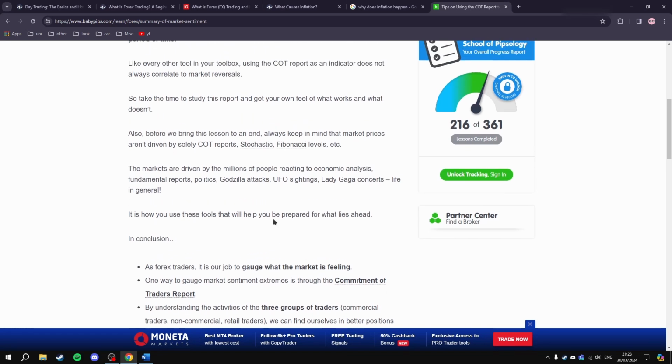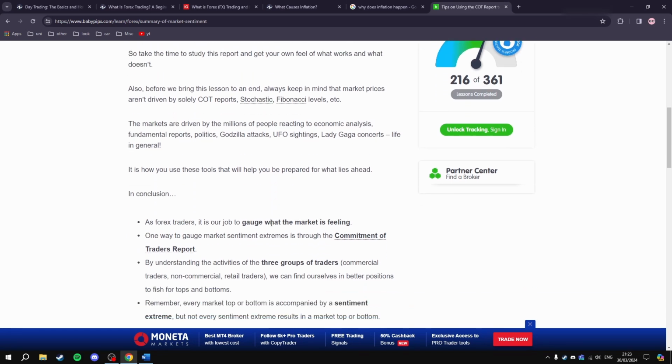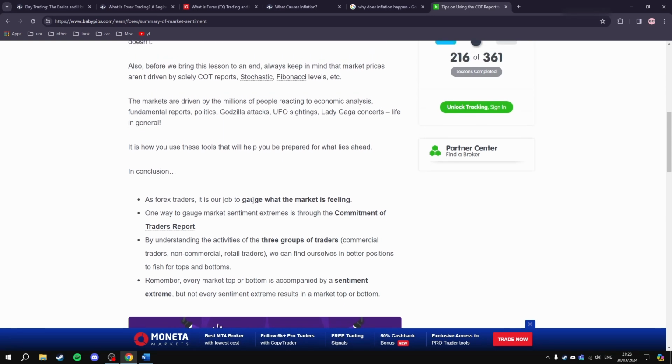So take the time to study this report and get your own feel of what works and what doesn't. Also, before we bring this lesson to an end, always keep in mind that market prices aren't driven solely by COT reports, stochastics, Fibonacci levels, etc. The markets are driven by the millions of people reacting to economic analysis, fundamental reports, politics, Godzilla attacks, UFO sightings, Lady Gaga concerts, life in general. It is how you use these tools that will help you be prepared for what lies ahead.